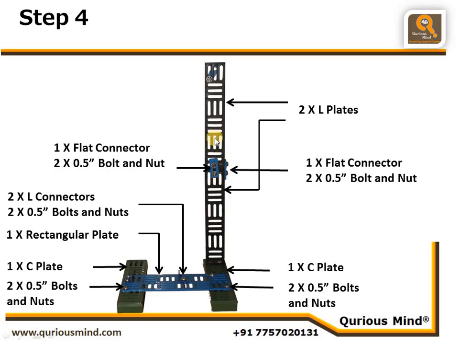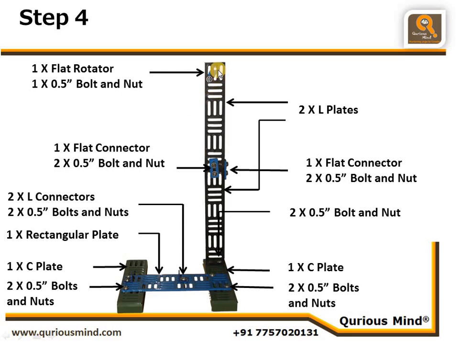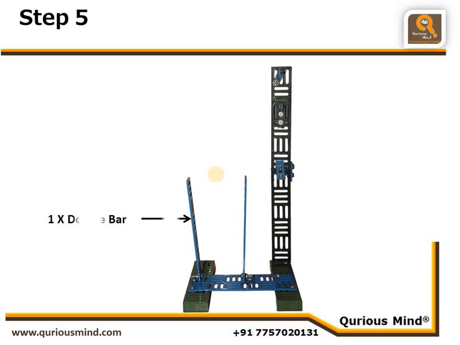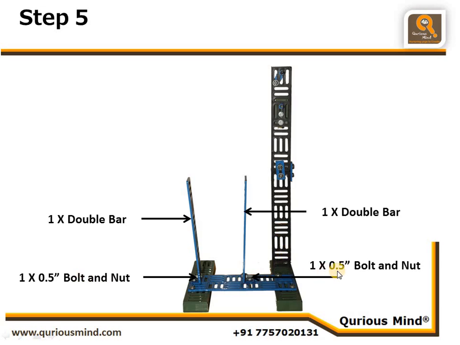This is the flat side of both the L plates. We also connected them to the base using 2 nut and bolts here. And finally, we have created one hole at the top here using one flat rotator and one bolt and nut. Let's move on to the next step. In this step, we have connected this double bar to the L connector which we had created in earlier step using one nut and bolt. Similarly, another double bar on this side connected using one more nut and bolt.